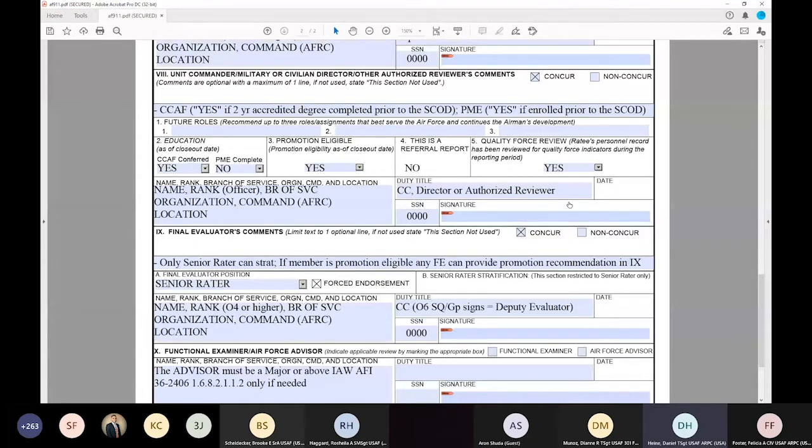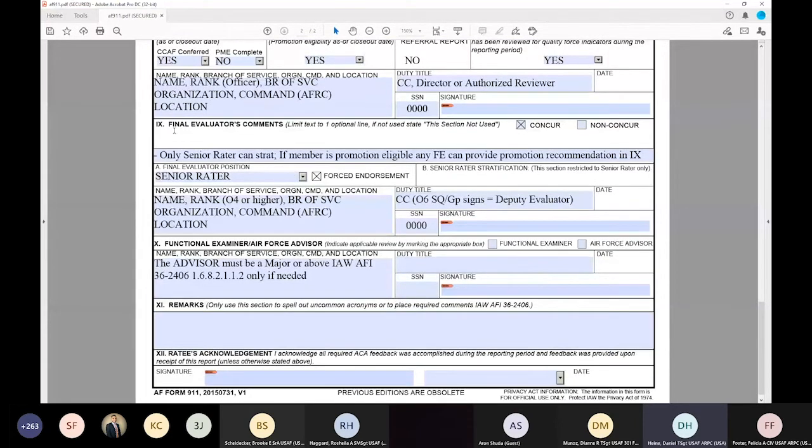So section 9, this section is different from the Air Force Form 910, and it has its own unique rules. Like I said earlier, stratifications and promotion recommendations are not allowed on the form other than in section 9. So if the senior rater, usually a wing commander, is stratifying the member, then they can add a stratification bullet in section 9. A deputy evaluator or intermediate evaluator is not allowed to stratify a member. Only the senior rater can add a stratification.